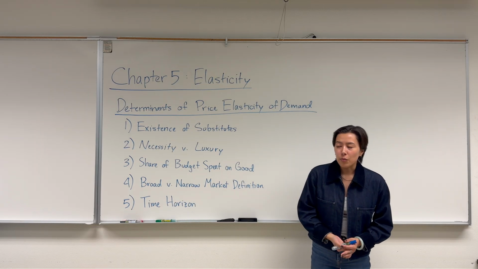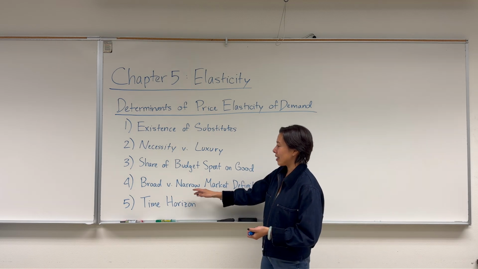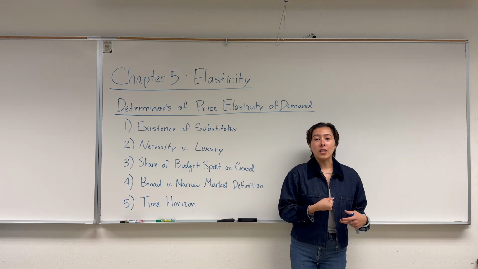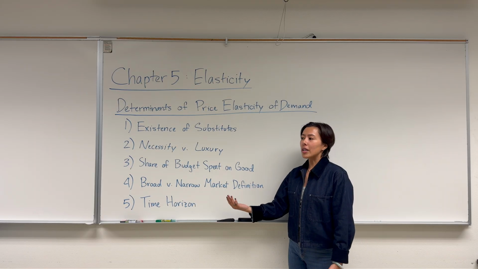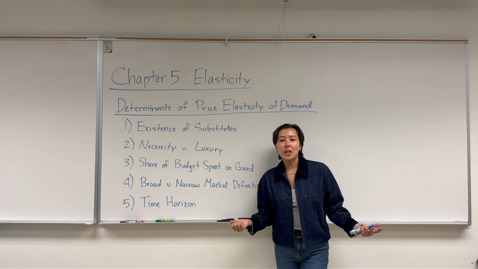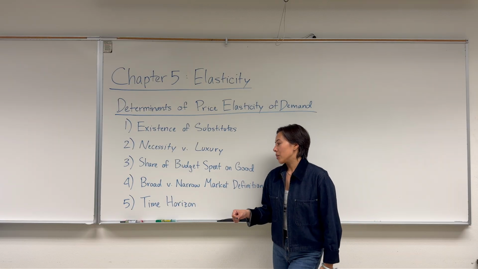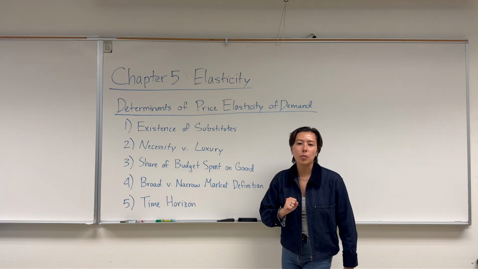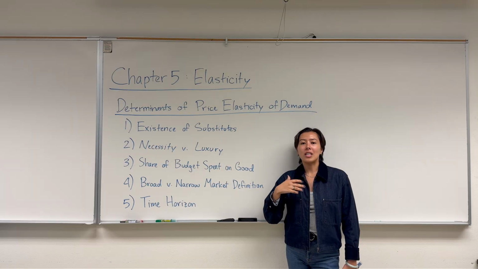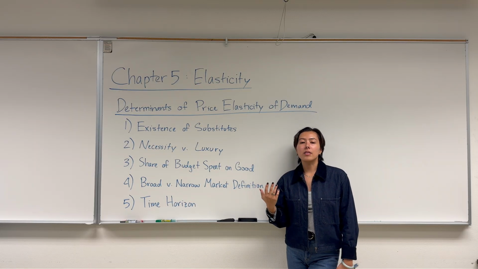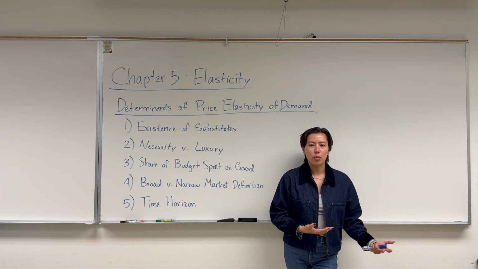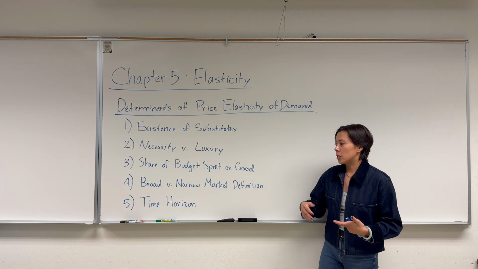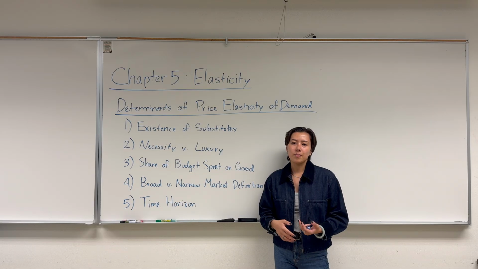On the other hand, if we define our market more narrowly, and we say that we're just looking at a specific toothpaste brand, like Colgate, if the price of Colgate goes up, you could just buy toothpaste from another brand, right? So in this case, demand for a specific brand of toothpaste is going to be much more elastic, much more responsive to a change in price. Consumers will just switch over to buy some other brand if the price of a specific brand were to increase.